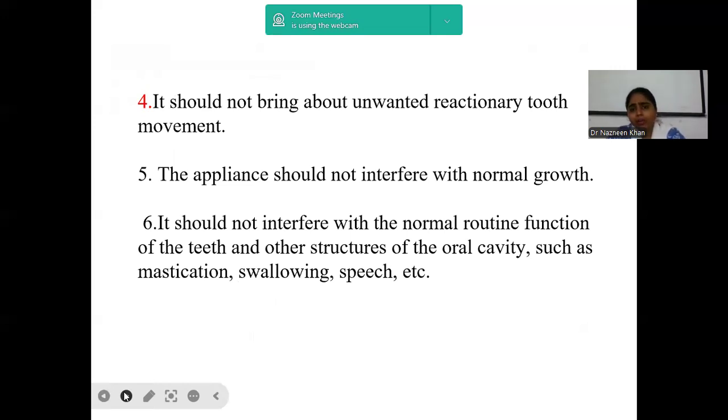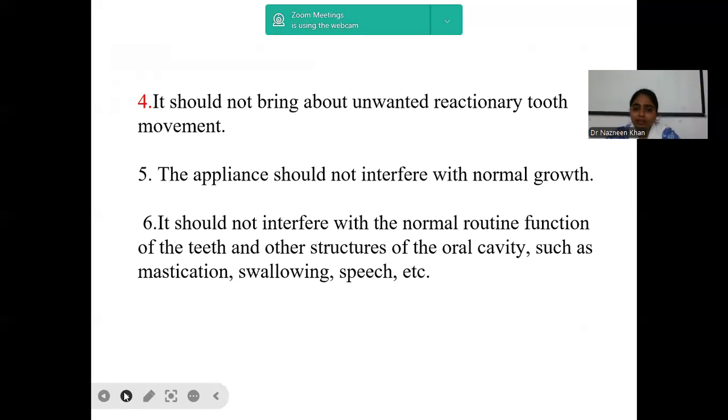It should not bring about the unwanted tooth movement. For example, हम tooth movement कराना चाह रहे हैं, जैसे ऑर्थो में हम टिपिंग, इंट्रूजन, एक्सट्रूजन, है ना, रोटेशन करेक्शन, ये कराना, अनवांटेड टूथ मूवमेंट ना हो. The appliance should not interfere with normal growth. अब जैसे ग्रोइंग है, उसकी जो ग्रोथ हो रही है उस ग्रोथ को डिस्टर्ब ना करे वो अप्लायंस.